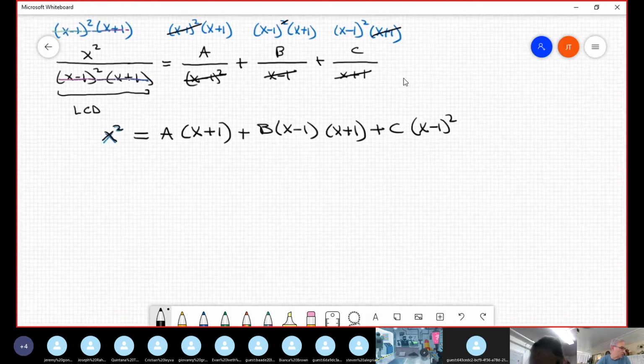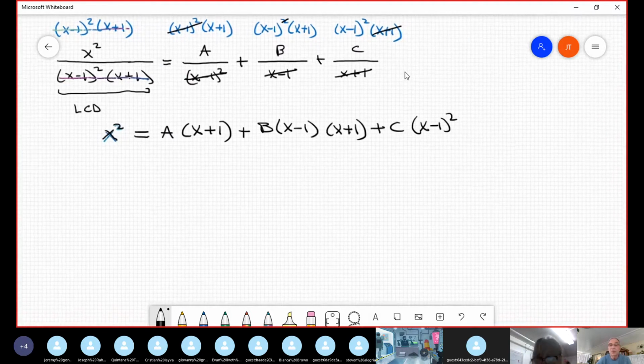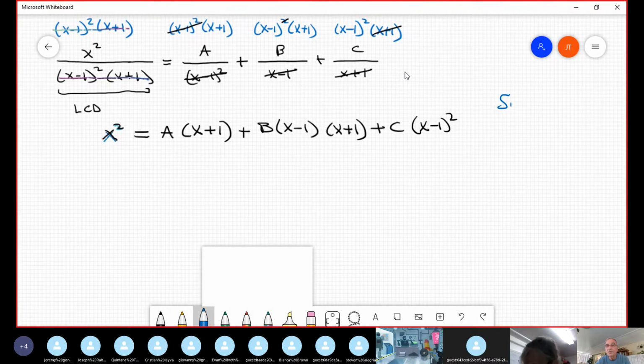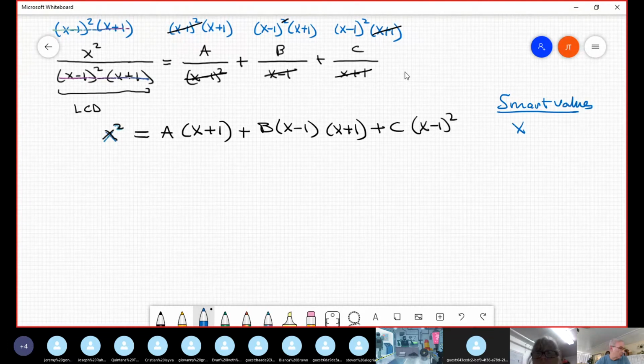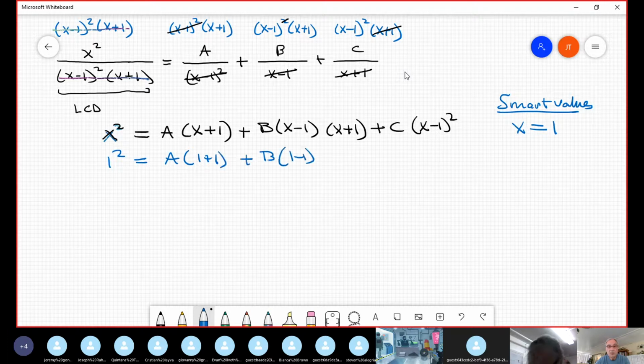And one more time, we're using the smart value. In this case, it is obvious, the smart value is x equal 1. 1 is smart because when I plug in here, 1 minus 1 is 0, and here 1 minus 1 is 0. Only the term that contains a stays, and that's it. So 1 squared is equal to a times (1 plus 1) plus b times (1 minus 1)(1 plus 1) plus c times (1 minus 1).